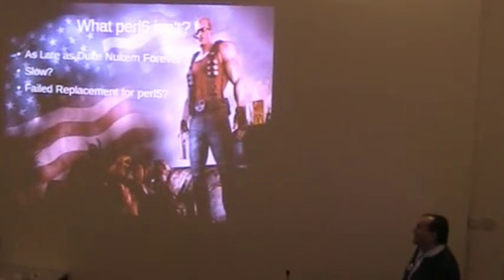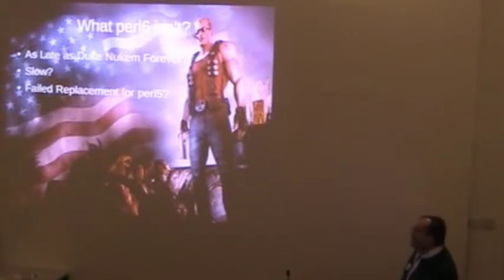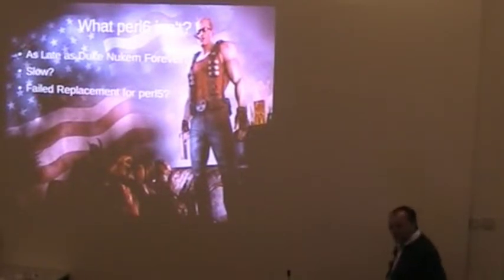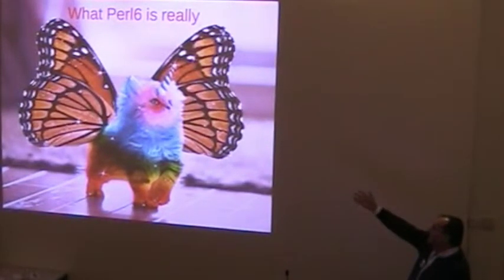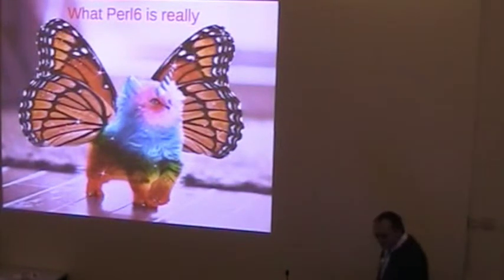Failed replacement for Perl 5, not really. It's intended as a supplement to the language. And finally, Perl 6 will probably include a parser V5, which will parse Perl 5 anyway. So the two very much work together. Also, in Stephen Russell's talk, he was showing us that the syntax that he's building into Perl 5 closely resembles Perl 6 anyway. What Perl 6 is really? Well, it's a butterfly kitten multicolored unicorn.